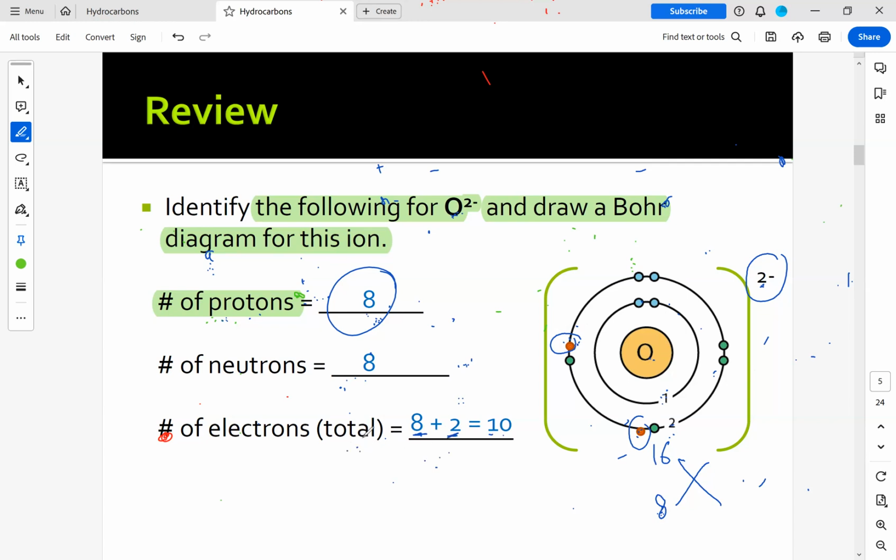This is the number of electrons for whom? For the oxygen atom? If I ask you in the test, is it for the oxygen atom or for the oxygen ion? Ion. Okay. For the atom, here it's 10 electrons for the ion. For the atom, how much is it?